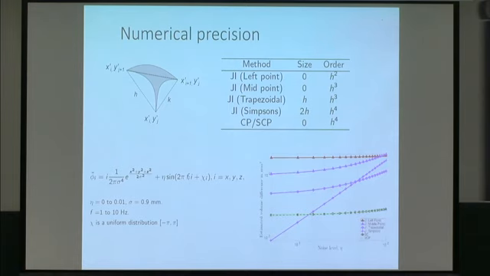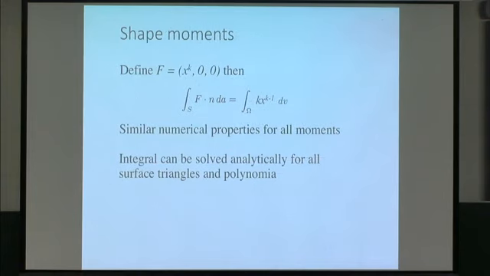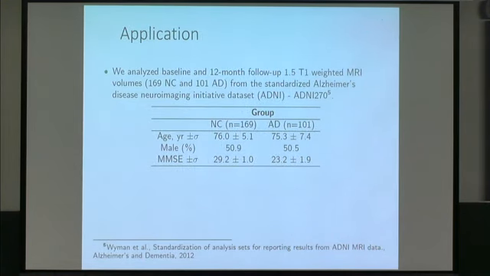I'll come back to results on that, but just a side note: similarly, we can look at all moments of the shape. We can just probe with different vector fields and get different moments out. So with this surface integration, we can go to all moments of the shapes, and we can solve analytically on the planar triangles for these polynomials. So everything is fine and good for other things than measuring the volume change. Let's go back to the driving application and look at some results.